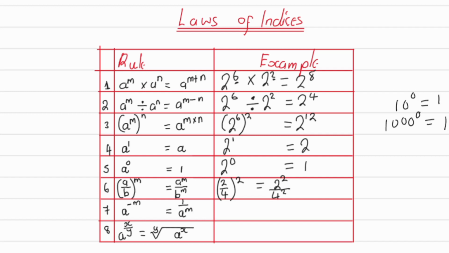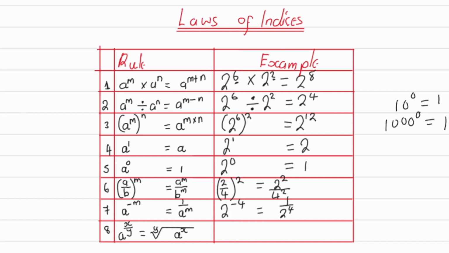Now the seventh rule says when an index is a negative, put it over 1 and write its reciprocal to make it a positive. Okay, so we're saying that we have, for example, 2 to the power of negative 4. Okay, we have to put this over 1 and write its reciprocal, which is 4, to make it a positive. So 2 to the power of negative 4 is the same as 1 over 2 to the power of 4.